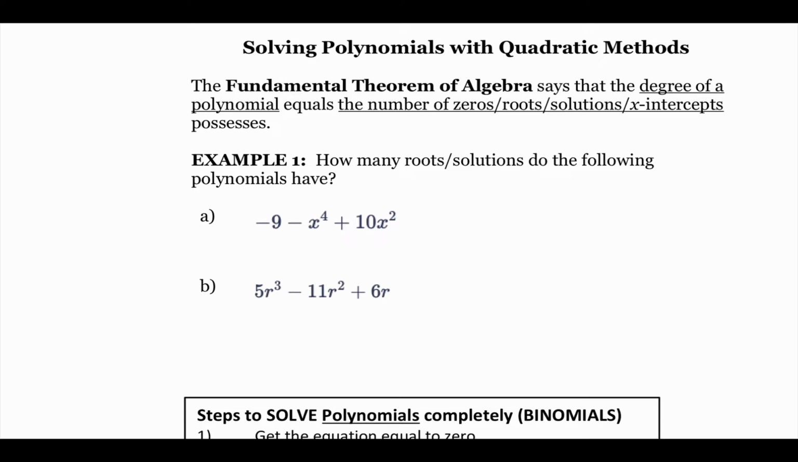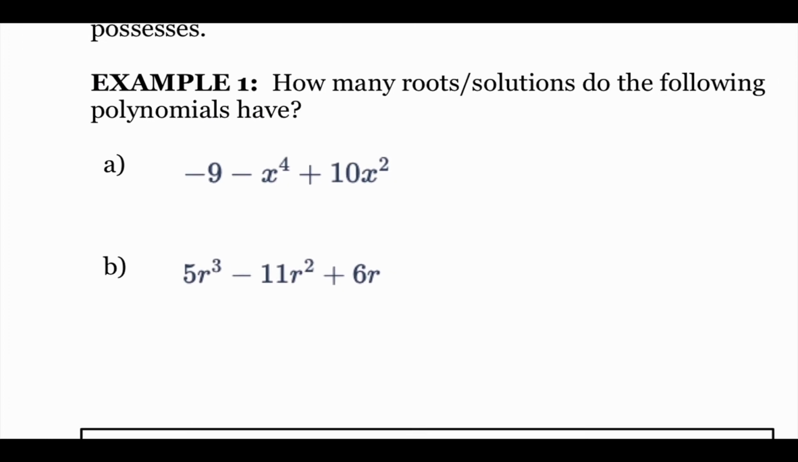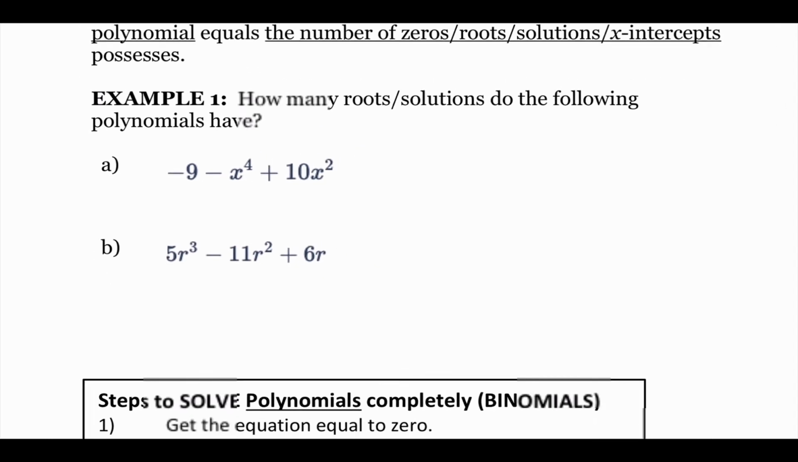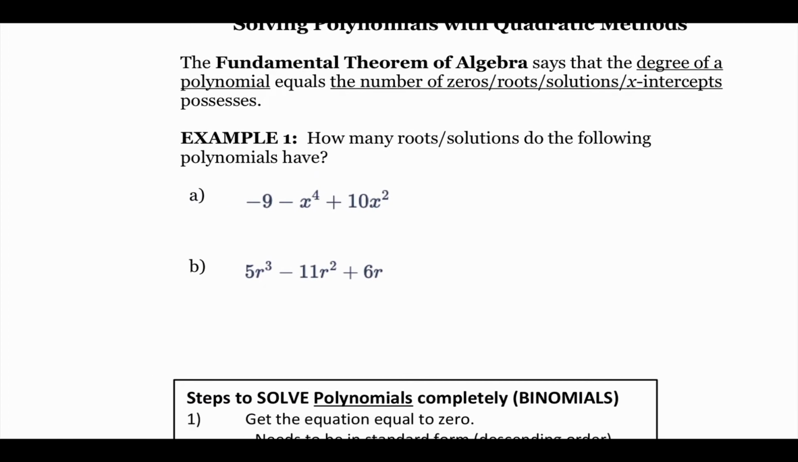Okay, so the first thing, brand new thing, the fundamental theorem of algebra says the degree equals the number of zeros, roots, solutions, whatever you want to call them. So what this says is if I look at an equation like 1a, the degree is going to tell me how many answers I'm going to have. Okay? So if I look at 1a, what is the degree for 1a?